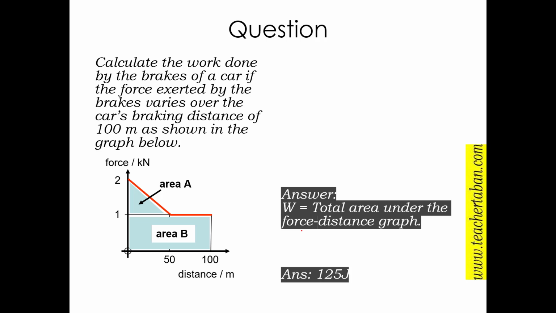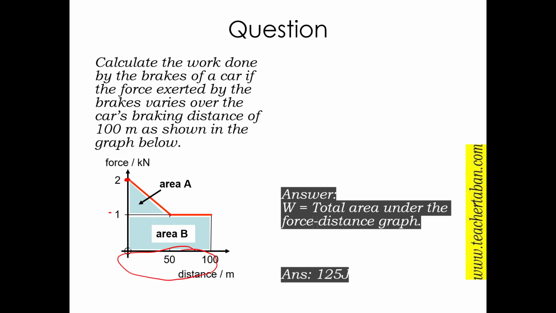Okay. So number 4: calculate the work done by the brakes of a car if the force exerted by the brakes varies over the car's braking distance of 100 meters as shown in the graph below. So in this case, maybe the car was moving at a constant driving force, and then when the brakes were applied, the car decelerated uniformly up to maybe this point here. So calculate the braking force in the first 100 meters.